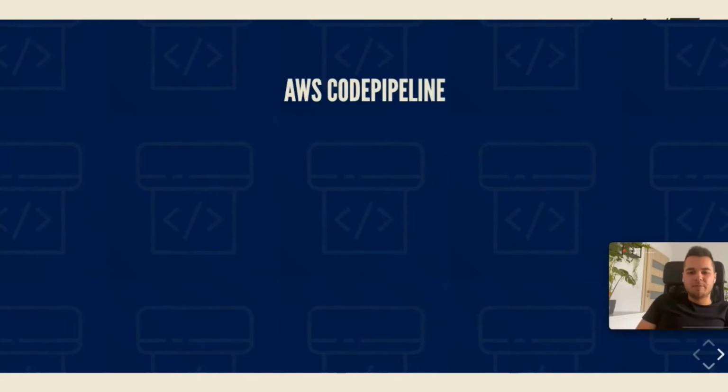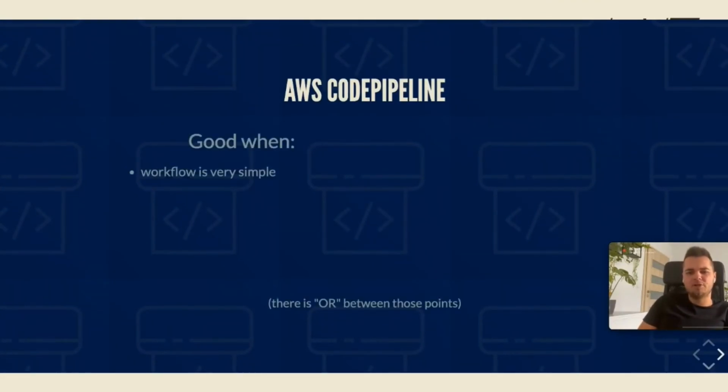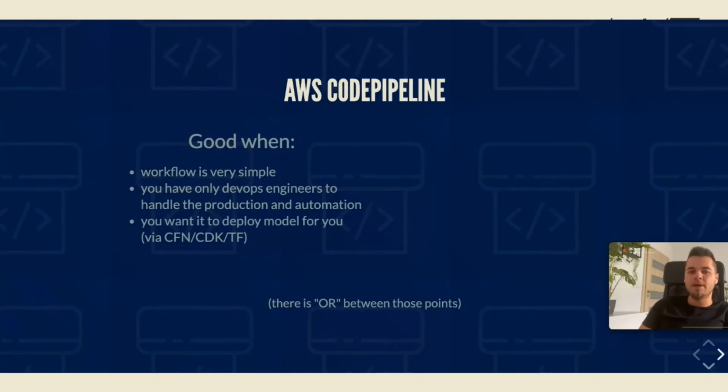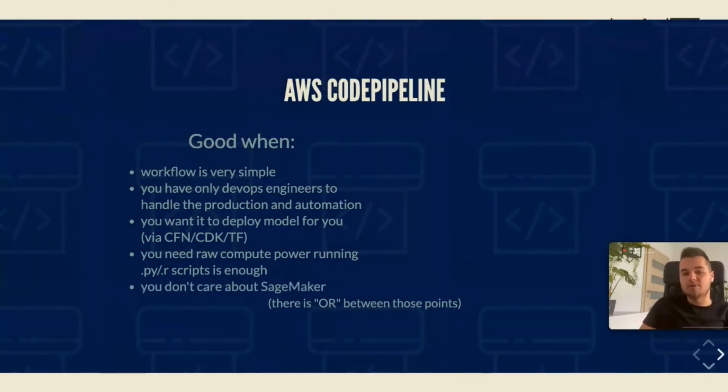AWS CodePipeline, most of the time they are not the only tool you will be using. They are good when the workflow is simple and you only have DevOps engineers to handle the production and automation. The service is great when you only want to deploy a model via CloudFormation, for example, or when all you need is raw compute power with a simple pipeline to run your Python scripts, and you don't care about SageMaker at all.